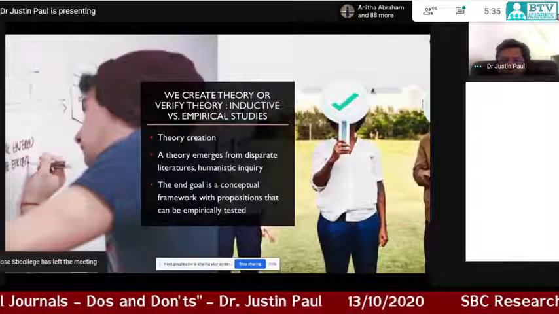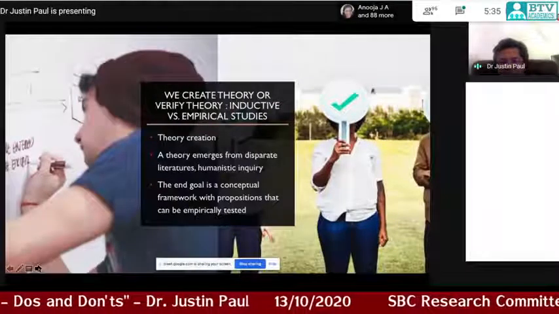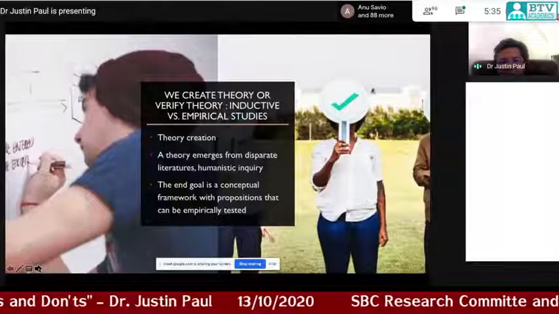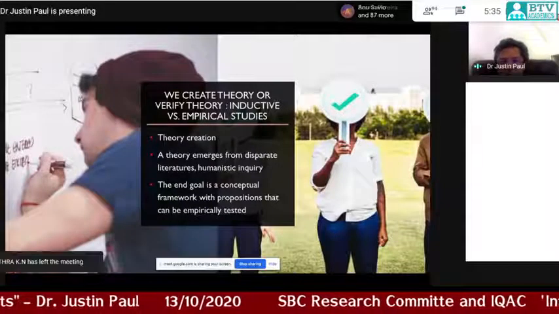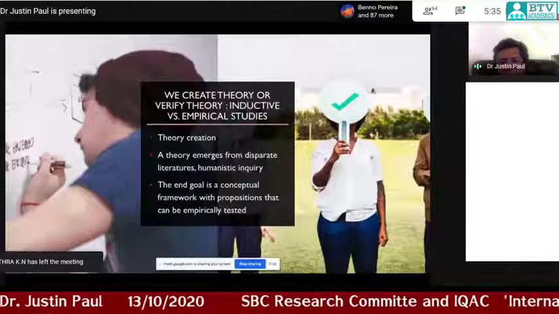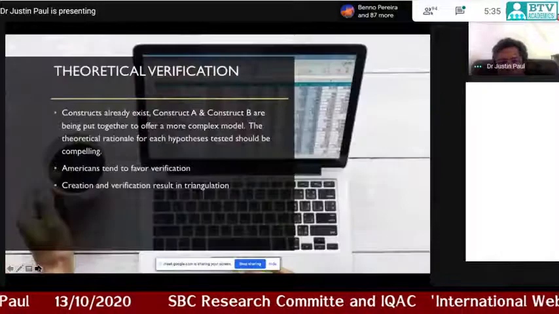And you can also try to create theory, verify theory or extend theory, because many journals prefer papers with a theoretical flavor. A theory emerges from disparate literature and humanistic inquiry and generalization.